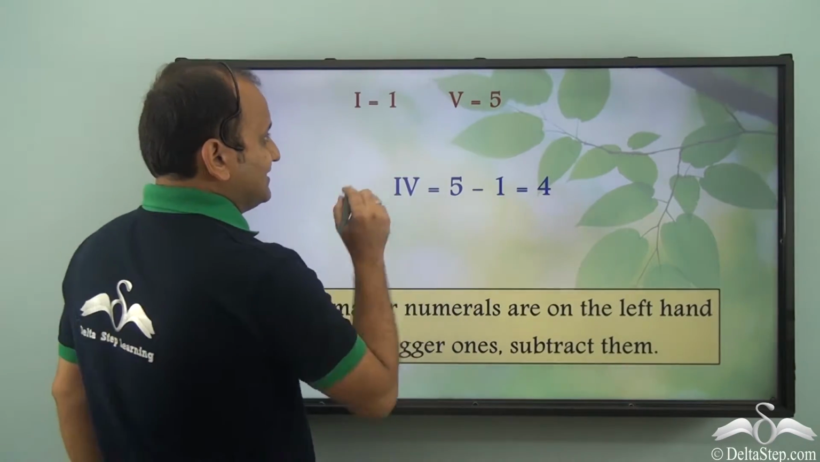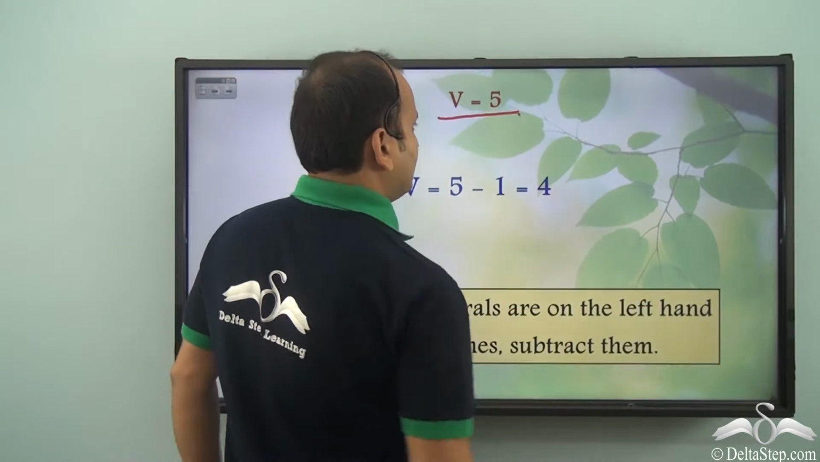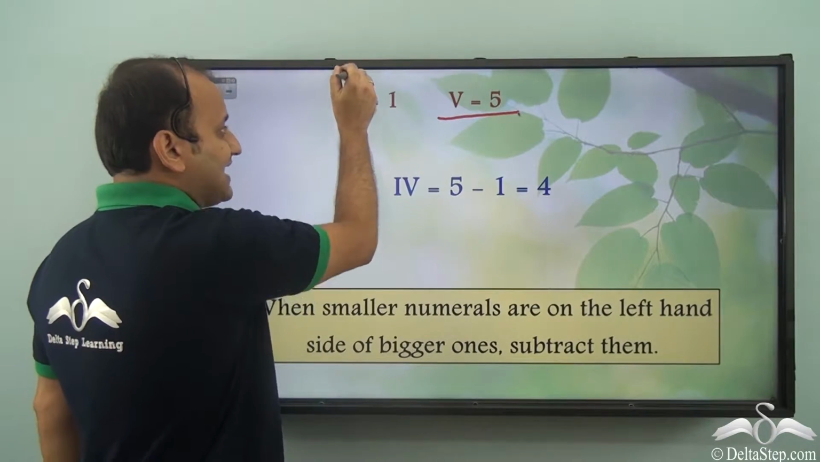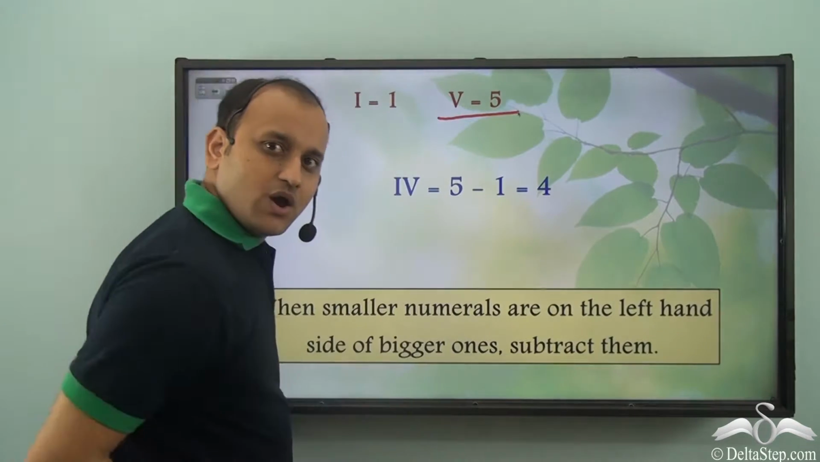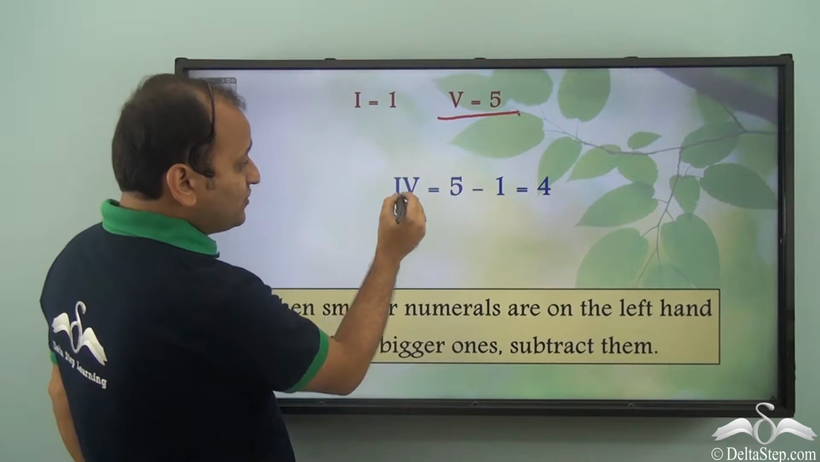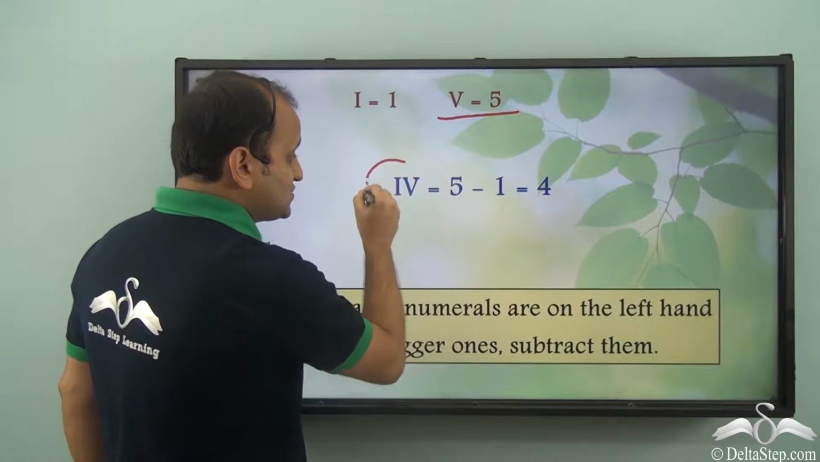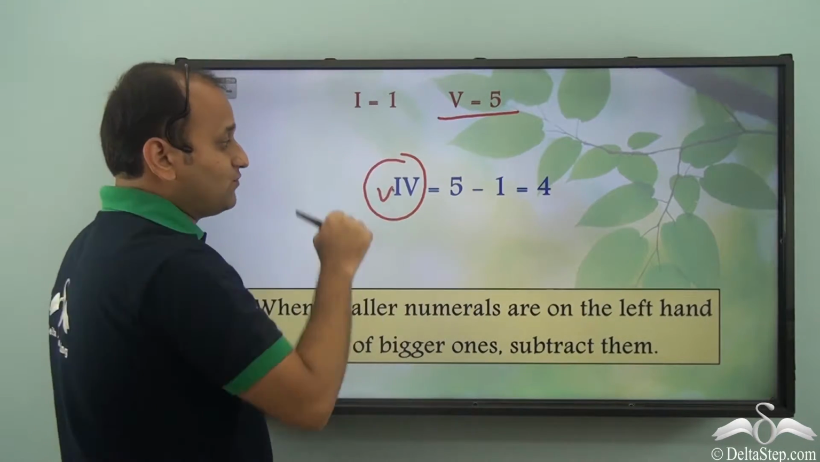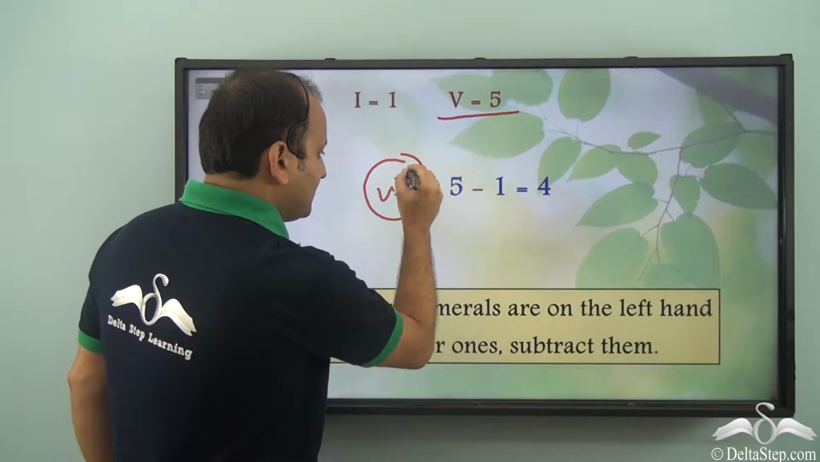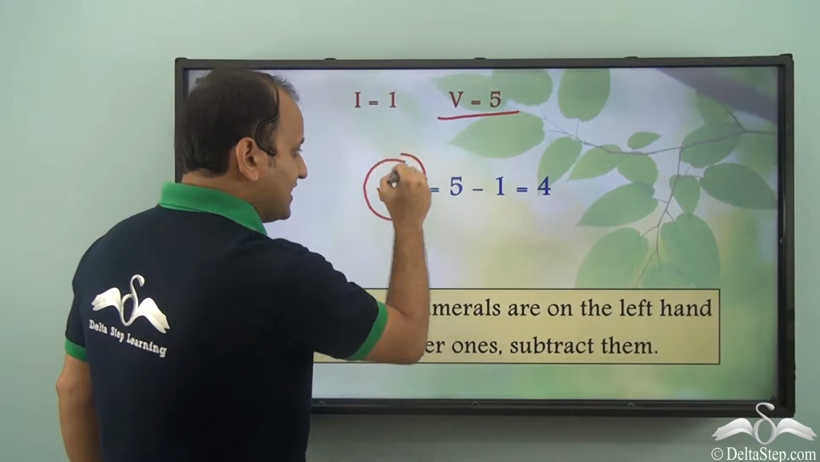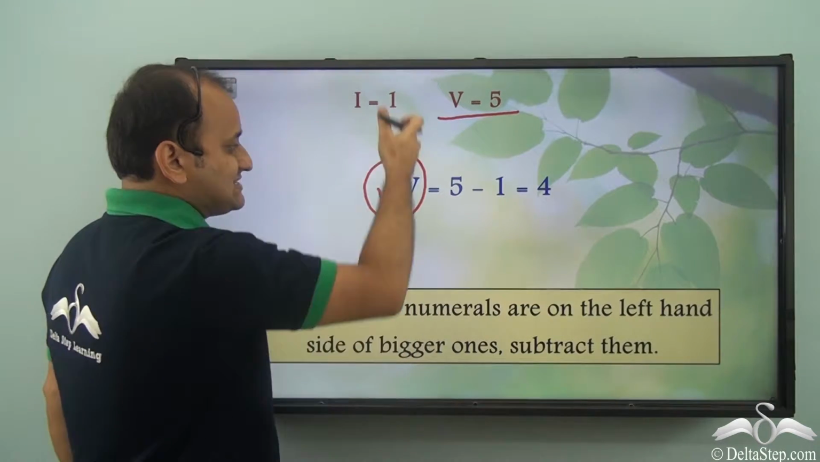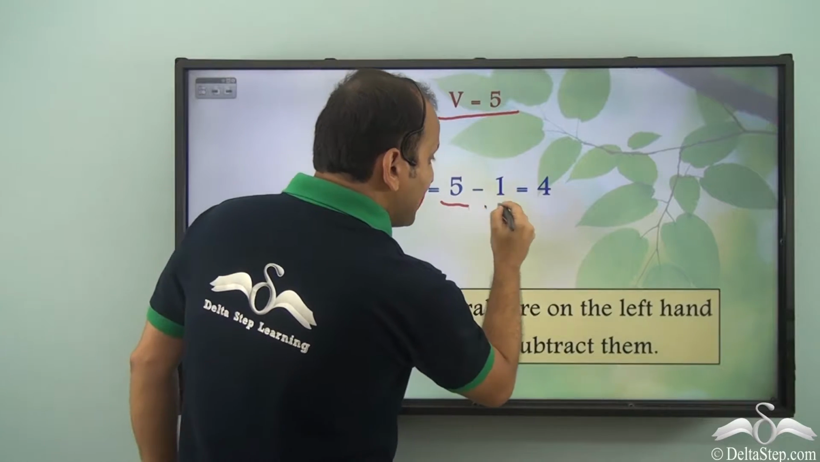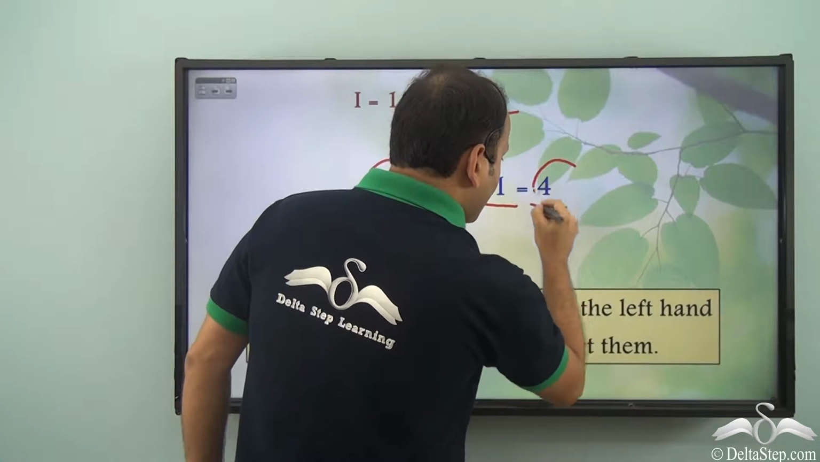So this is 5. When you write V, it represents 5. And when you write I, it represents 1. Now, when you write V and I together in this way, where I is on the left of V, what is happening? V is 5 and I is 1. And when you place I to the left, you are subtracting 1. So it is 5 minus 1, that is 4.